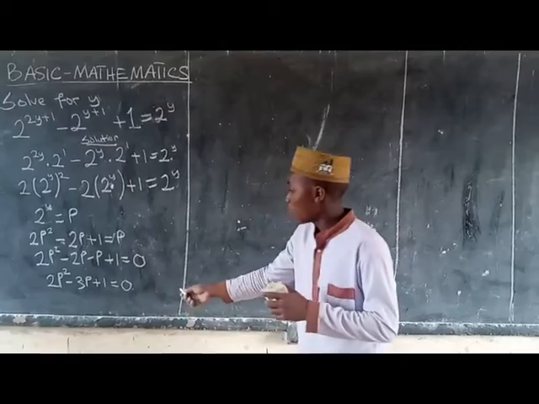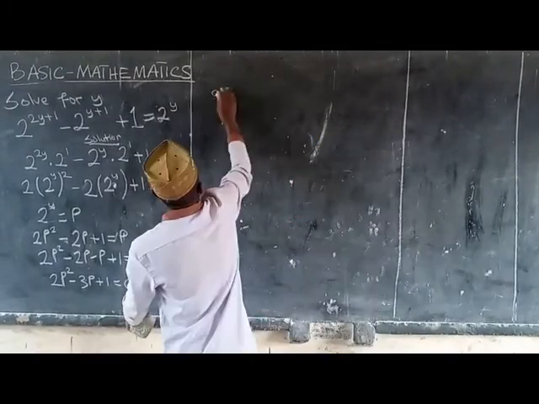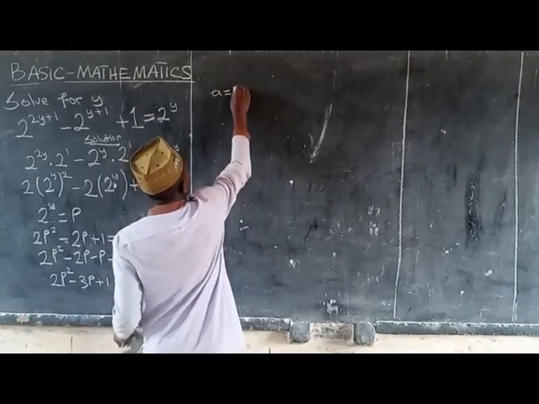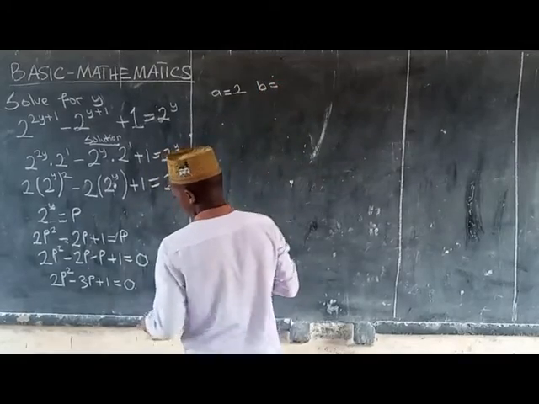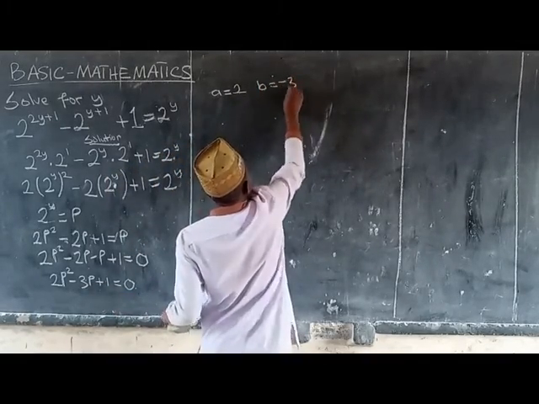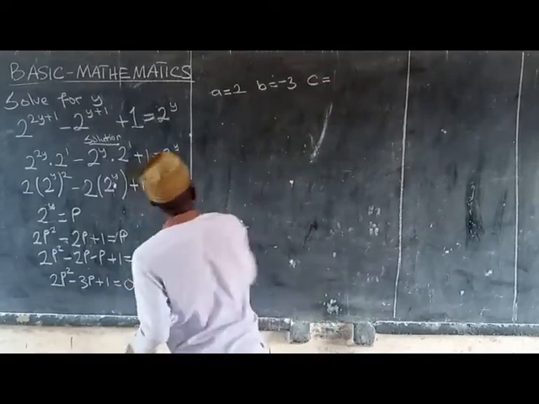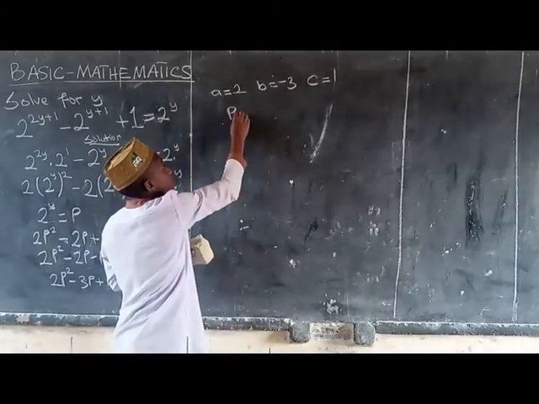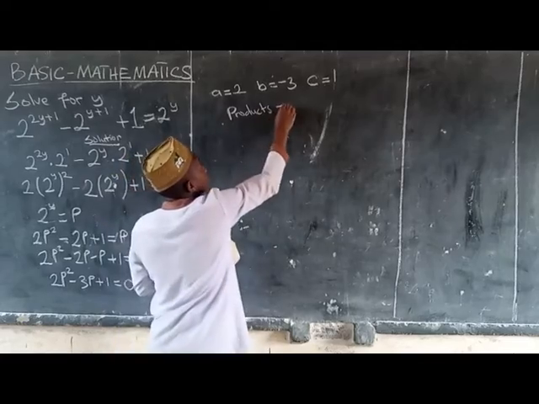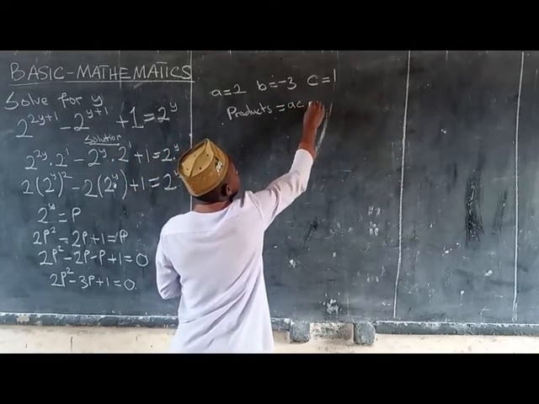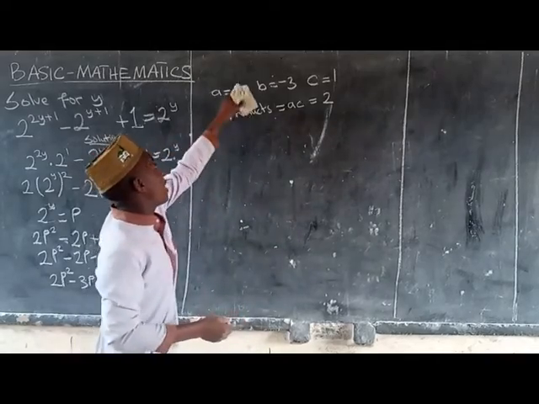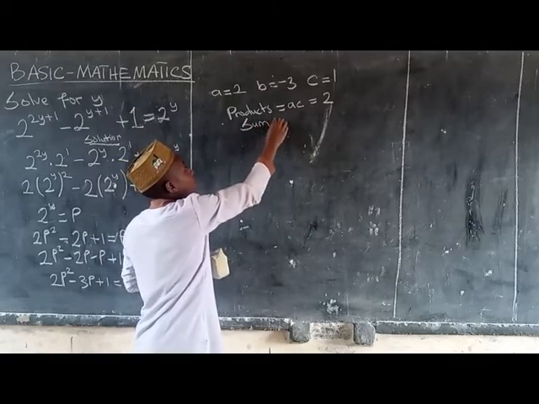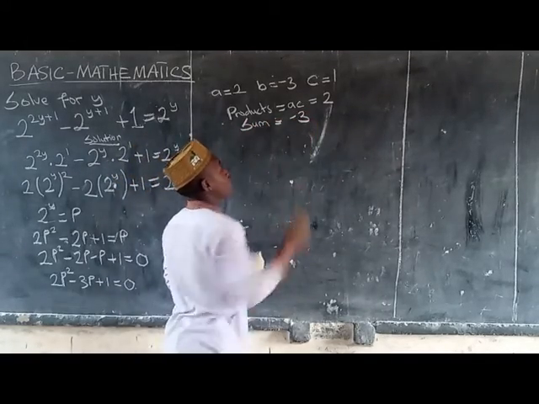For factorization, we need a, b and c from our equation. a is the coefficient of p squared, which is 2, b is the coefficient of p, which is negative 3, and c is the constant, which is 1. Now we need the product, which equals a times c. Since a is 2 and c is 1, 2 times 1 is 2. Our sum is the middle term, which is negative 3.